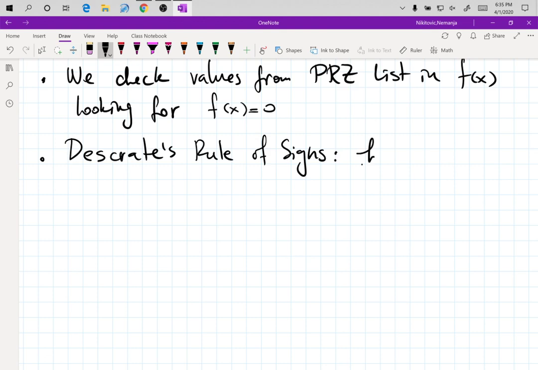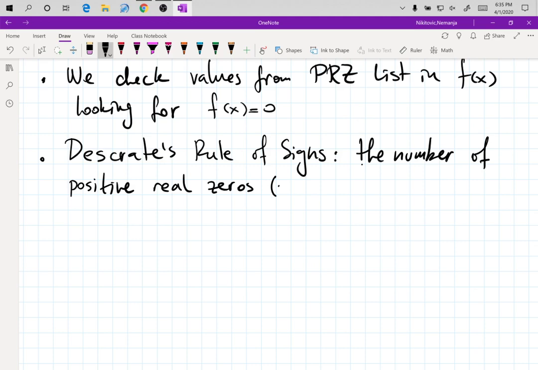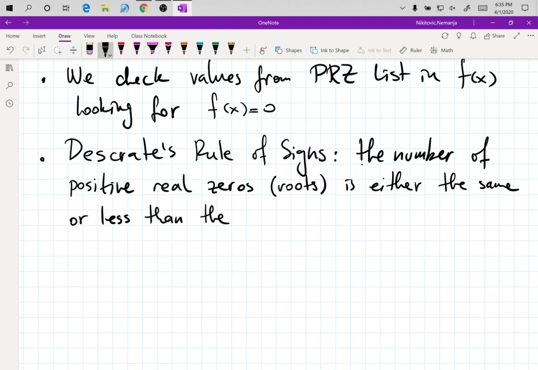So the number of positive real zeros, also known as roots, is either the same or less than the number of sign changes.